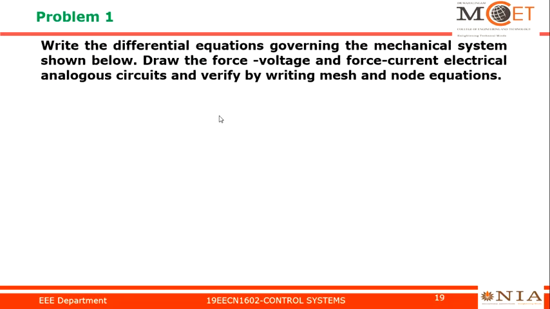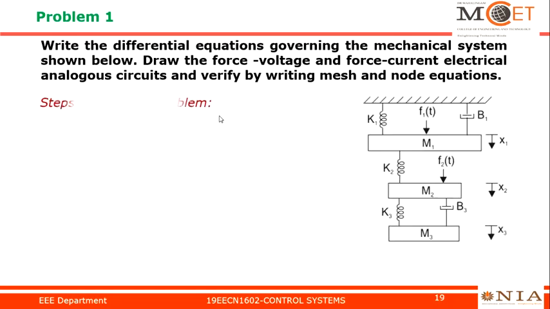Write the differential equations governing the mechanical system shown below. Draw the force voltage and force current electrical analogous circuits and verify by writing mesh and node equations. This is the given mechanical translational system. So this system is to be converted into electrical analogous form, which can be force voltage or force current.